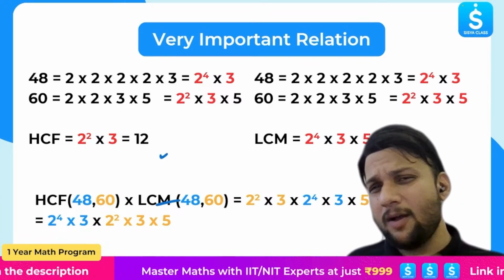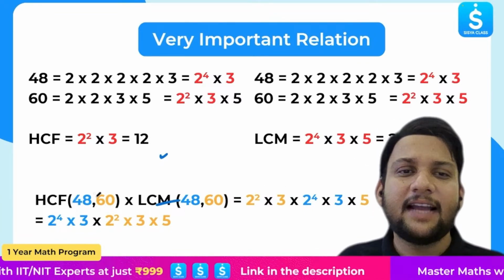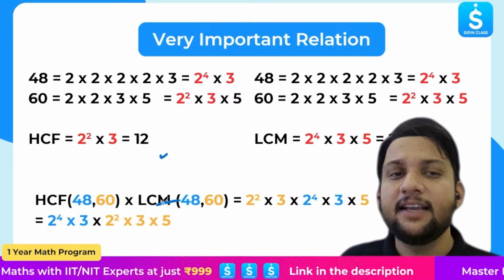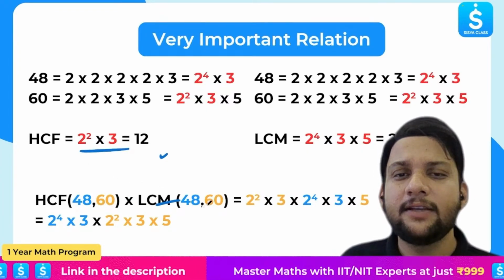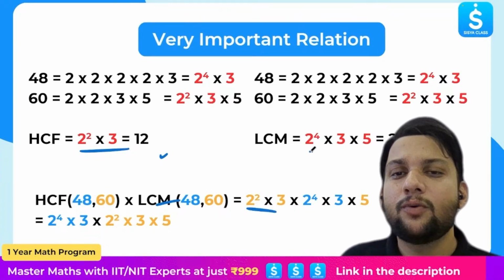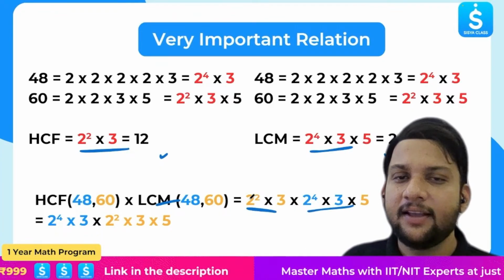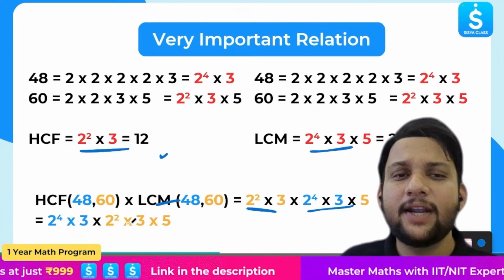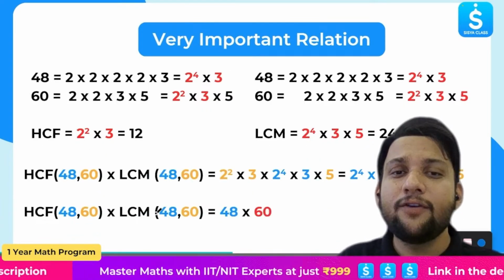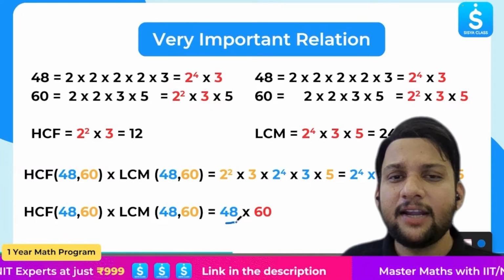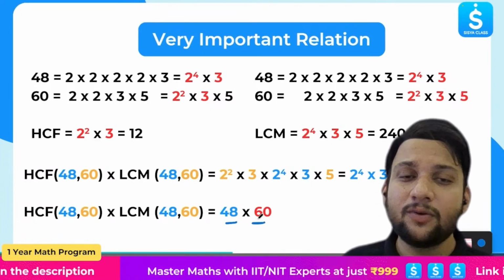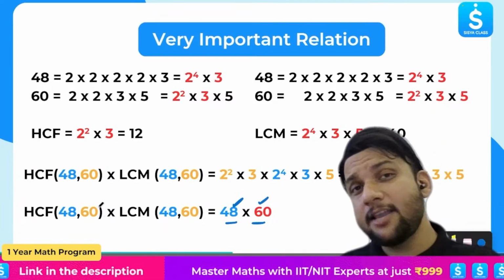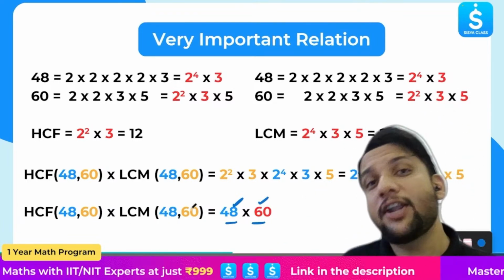But dear students, observe one thing here. Observe HCF of 48 and 60 when I'm multiplying with LCM of 48 and 60. So HCF is 2 squared times 3. What is LCM? 2 raised to power 4 times 3 times 5. If I'm multiplying this, it becomes 2 raised to power 4 times 3 times 2 squared times 3 times 5. We're getting it. If you are able to see, this is nothing but 48 multiplied by 60. Aren't these two the original numbers? The HCF of 48 and 60 multiplied by LCM of 48 and 60 is equal to 48 multiplied by 60.